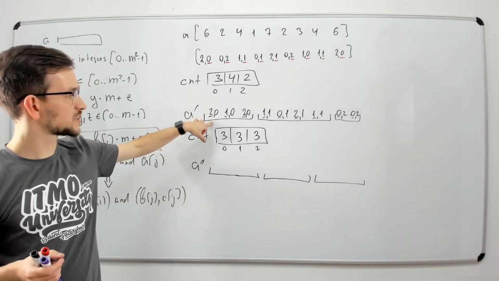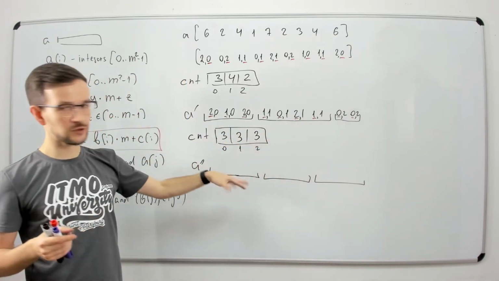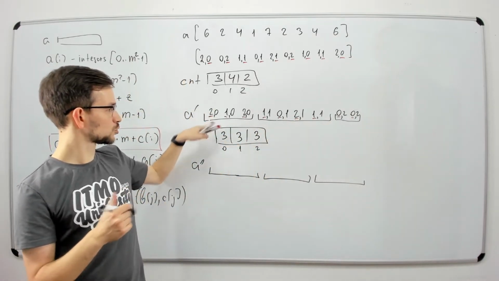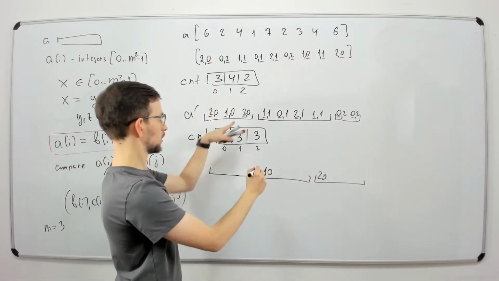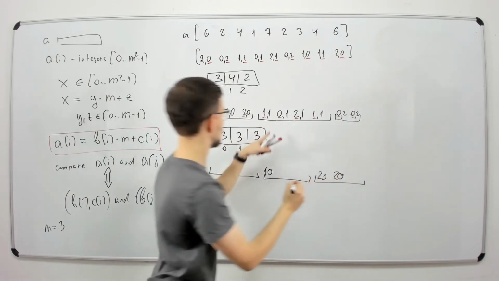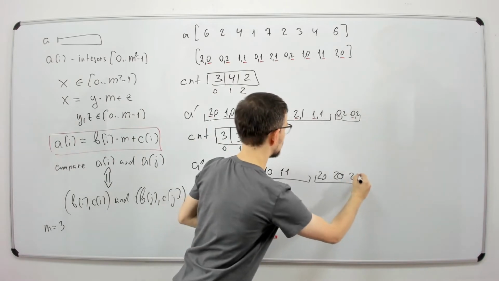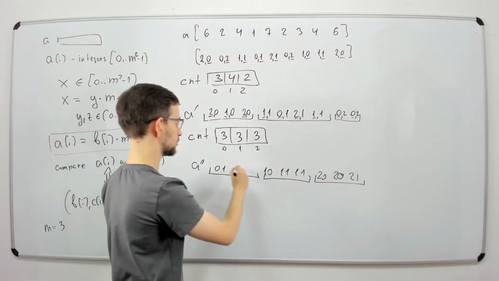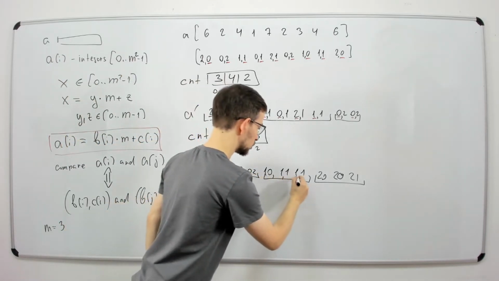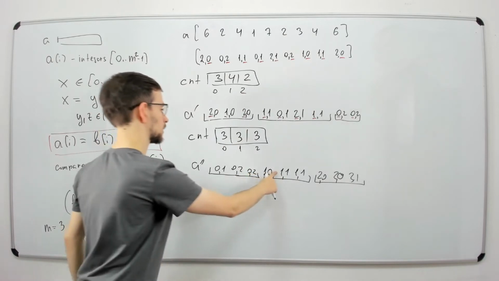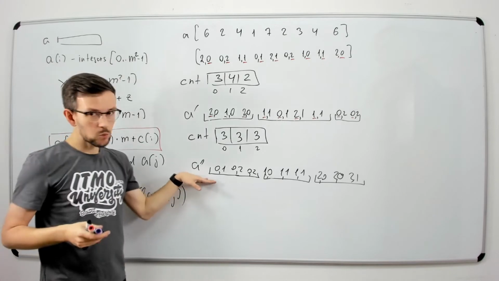And now we put these pairs into this new array. Again, we go from left to right and put each pair into the corresponding bucket. So we take this 2, 0 into bucket 2, 1, 0 in bucket 1, 2, 0 in bucket 2, and so on. That's all. And now we have a sorted array.